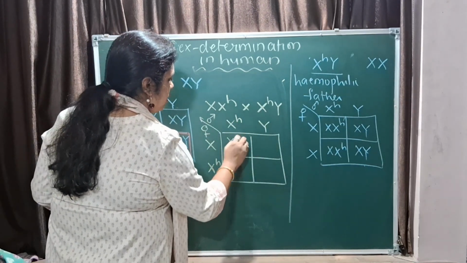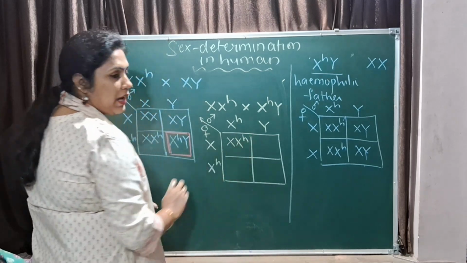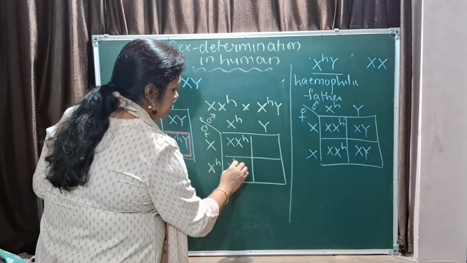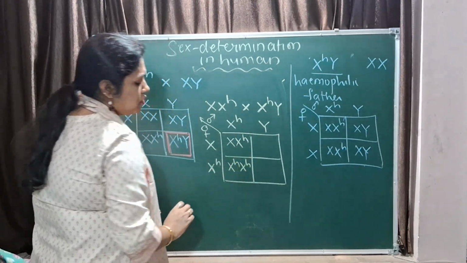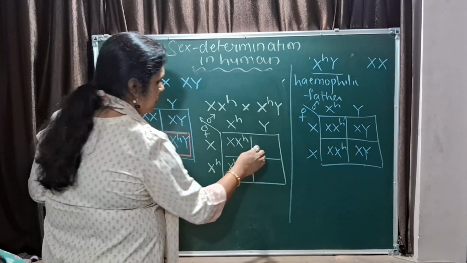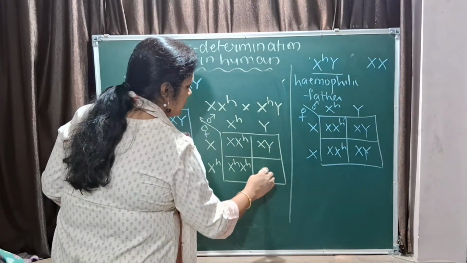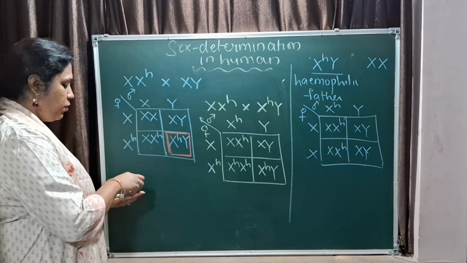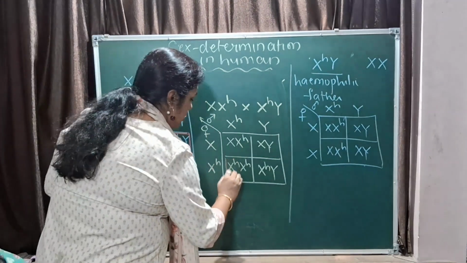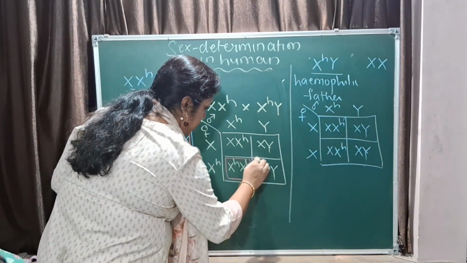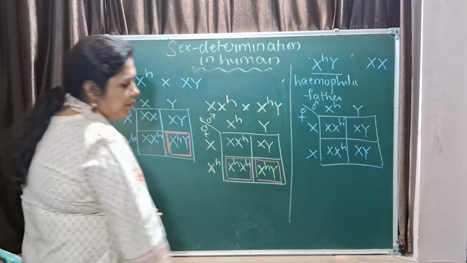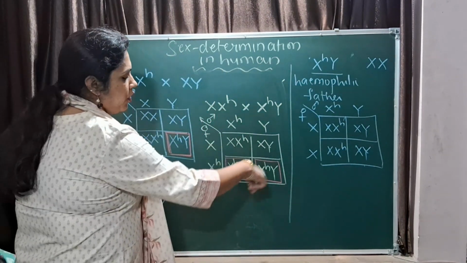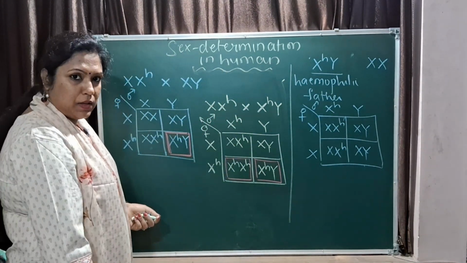So the first possibility is a carrier daughter. 50% of the daughters will be hemophilic. One son is normal. 50% of the sons are also hemophilic. So what is the possibility? This is hemophilic. This is hemophilic. So overall, 50% of the children will be hemophilic.